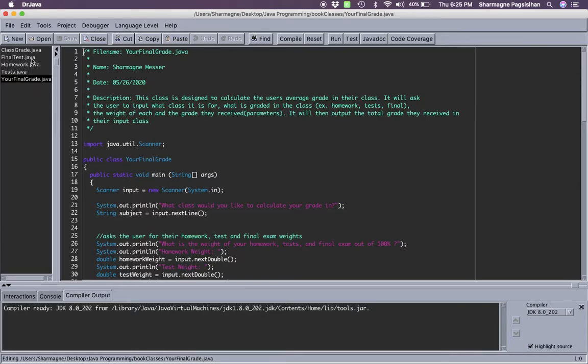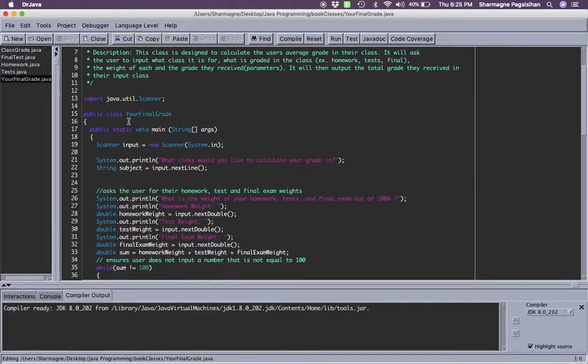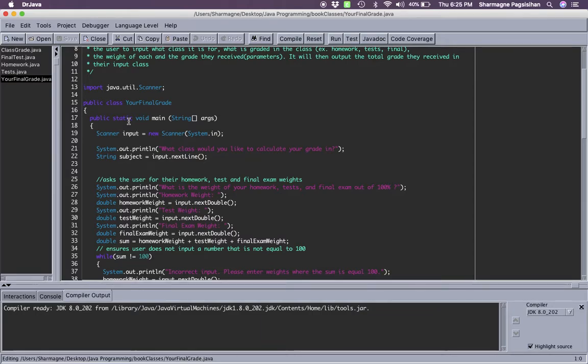So I made 5 classes that consist of homework, tests, final test, class grade, and your final grade. Your final grade, which is this one, is where I put my main, where I'll be calling the methods that I created in the other class files. I'm going to run my code and input my actual grades to show you how it works and the errors that we could encounter. So I'm going to go ahead and run.